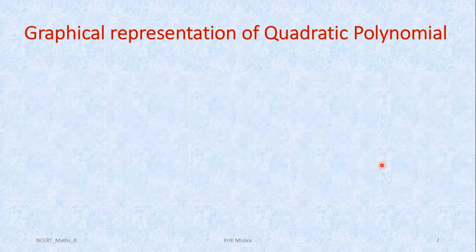Now let's have the graphical representation of quadratic polynomials. For this, let's consider a quadratic polynomial, which is y is equal to x square minus 2x minus 8. Now we have to plot this polynomial on the graph paper.